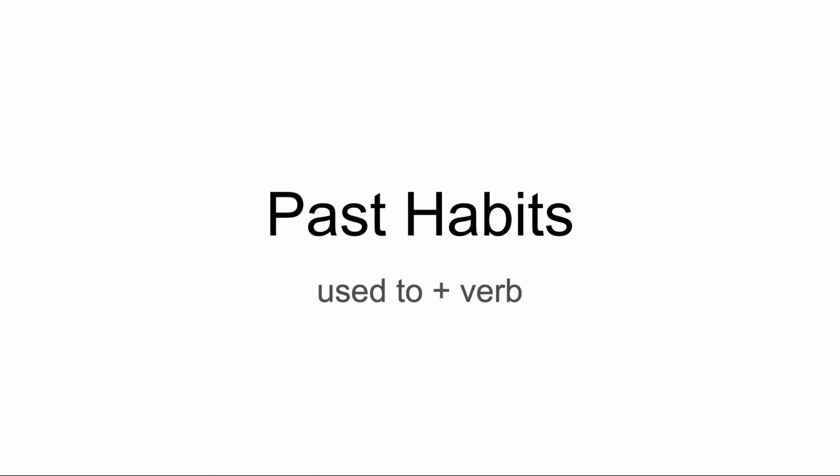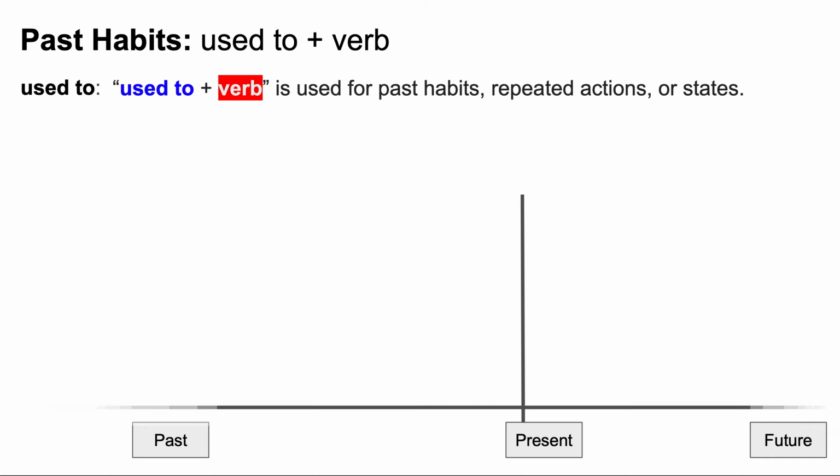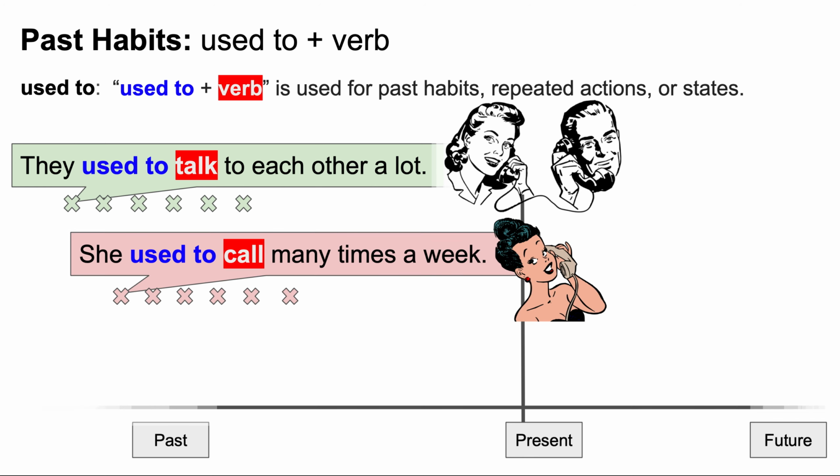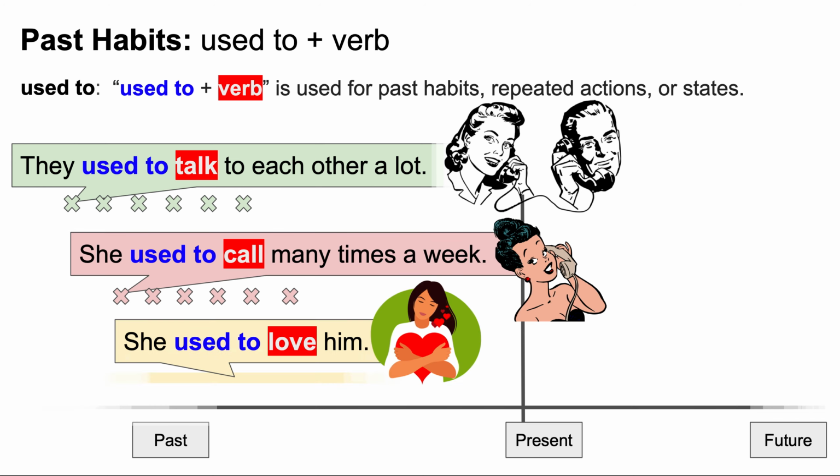Now let's look at used to plus a verb. Used to plus a verb is used for past habits, repeated actions, or states. For example, they used to talk to each other a lot. And she used to call many times a week. Lastly, she used to love him.